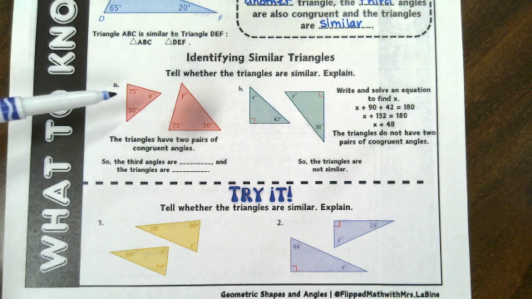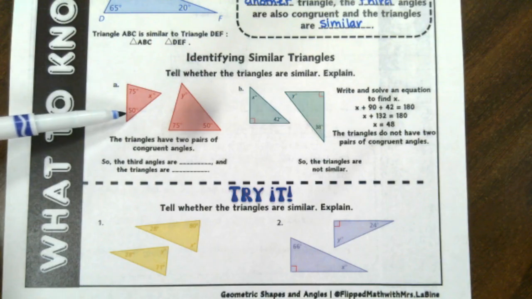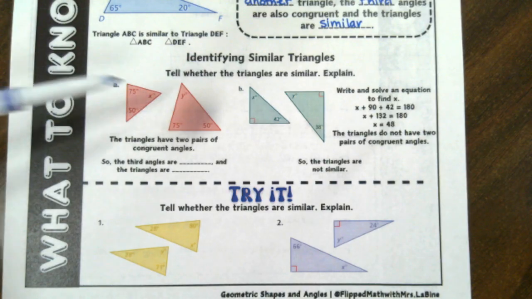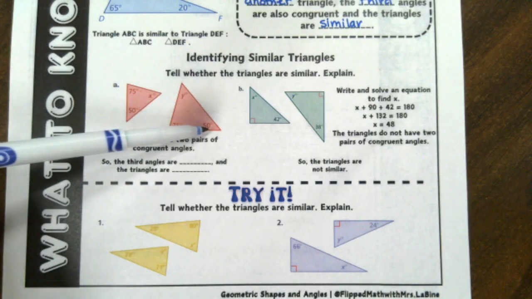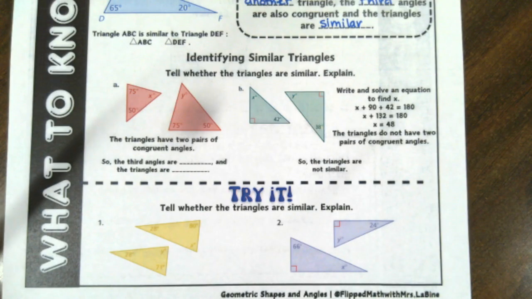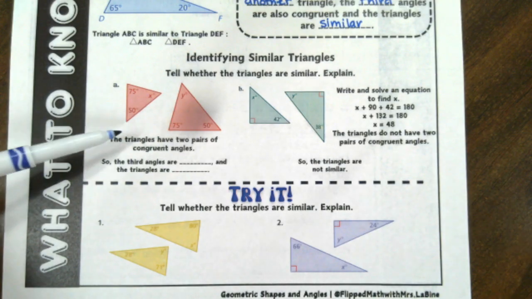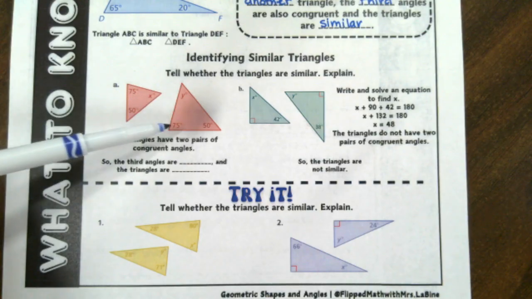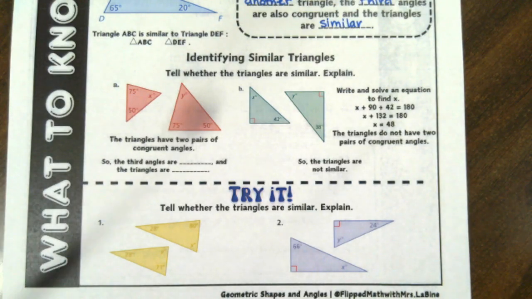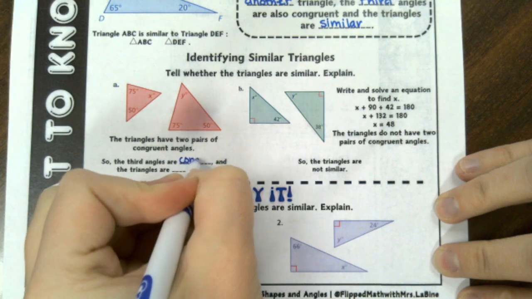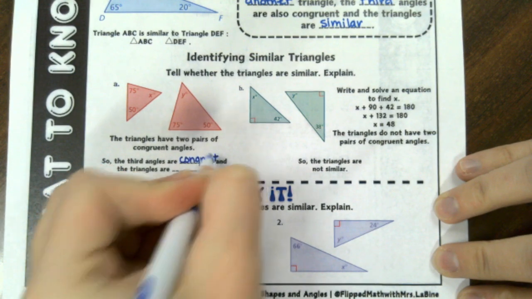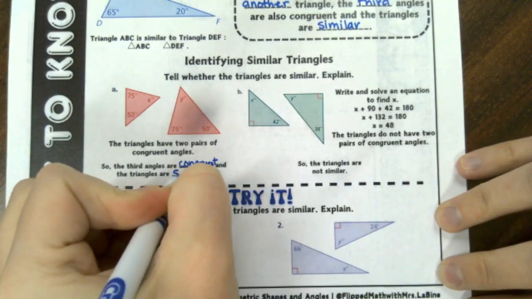Okay, so let's see what we notice about this triangle. We have a 75-degree angle, a 50-degree angle, and X angle. Okay, we have a Y angle, a 75-degree angle, and a 50-degree angle. What I can tell you for sure is that these triangles have two pairs of congruent angles. I see a 75, 75, a 50, and a 50. So what does that tell me? So the third angles are going to be congruent, right? And that means the triangles are similar.